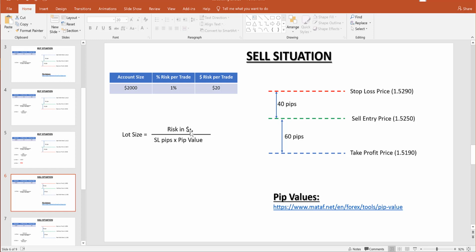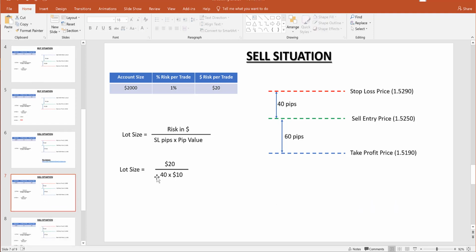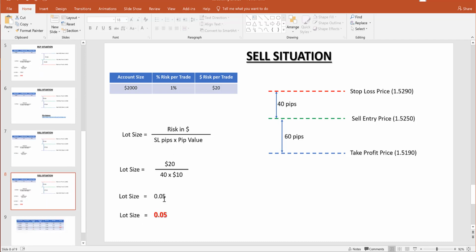So if we did the same calculation here, again, if we maintain the 1% per trade, that will still give us $20. So if we plug in $20 into this, 20 over 40 pips, which is the risk, times 10, which is the pip value, that would then give us 0.05. So the lot size is 0.05.